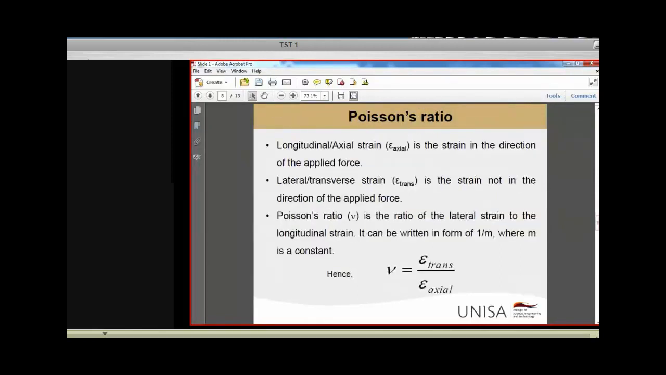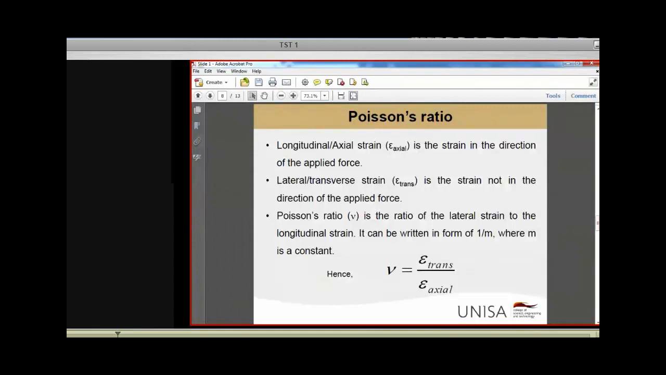Poisson's ratio. Now, when the material deforms, we can say there is a strain that can be calculated because now we have the extension over the total length. But it depends on the direction in which the deformation is being calculated. If the strain is calculated in the direction of the applied force, then it is referred to as the longitudinal strain, or what we call the axial strain. But if the strain is calculated in the other direction, which is not directly the direction of the applied force, then it is the transverse strain or the lateral strain.